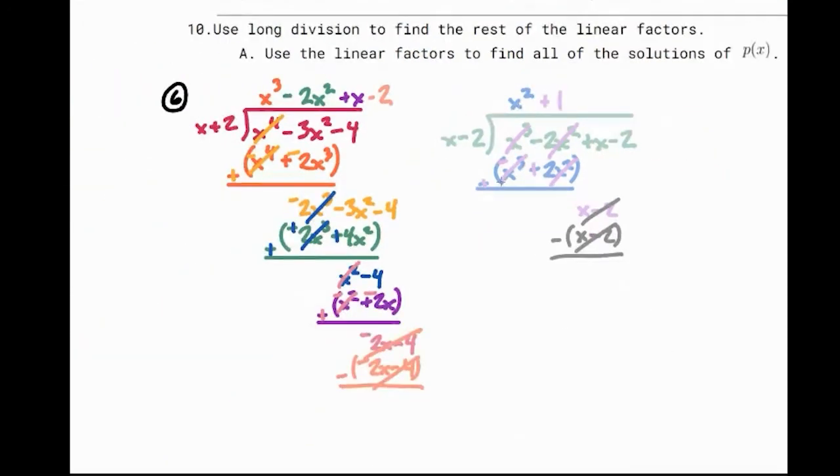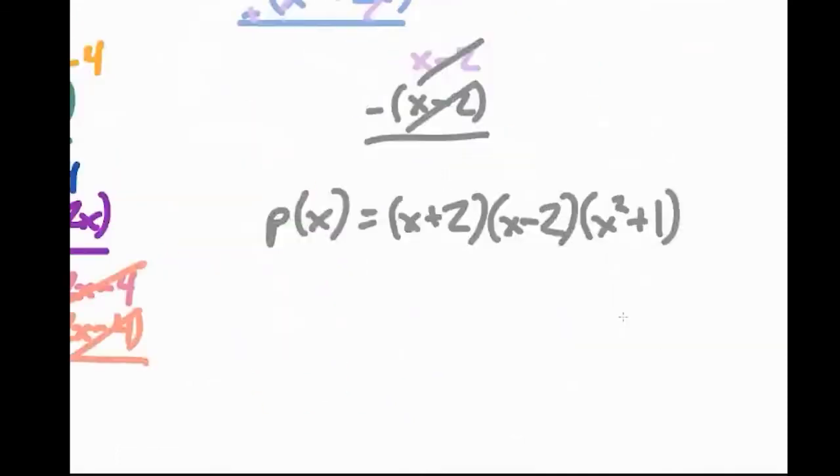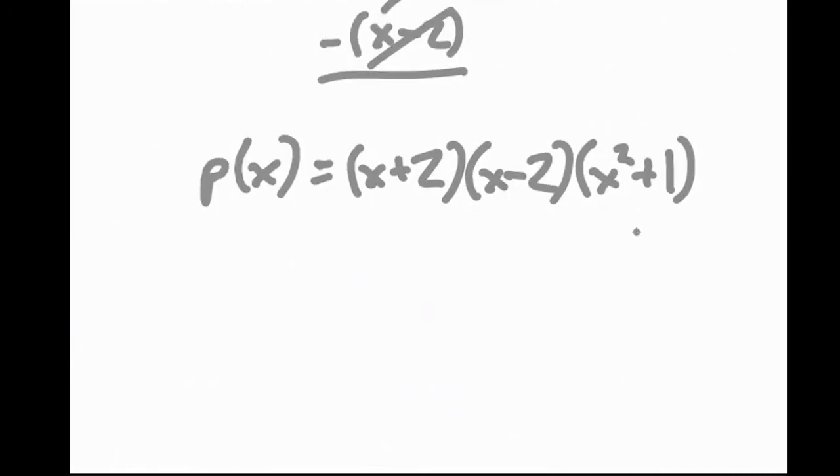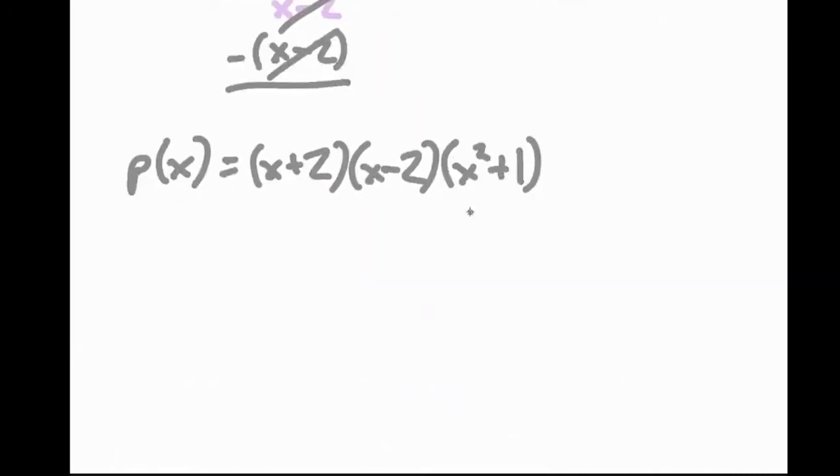So far right now, our factors for p of x, if you were going to rewrite it, it would be p of x is equal to x plus 2, x minus 2, and then x squared plus 1. But this x squared plus 1 is quadratic, and it needs to be linear. So what we're going to do is we are going to factor this out, essentially. Okay, so I'm going to do that over here.